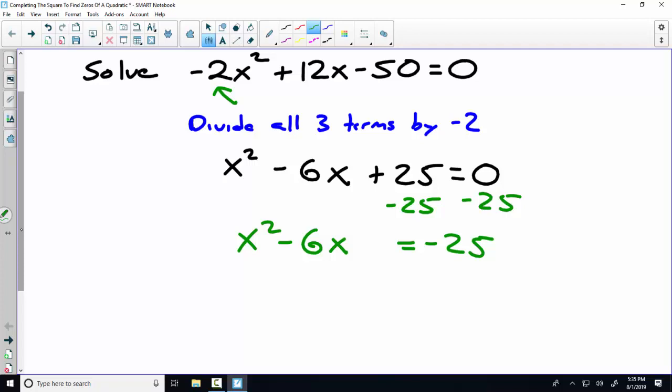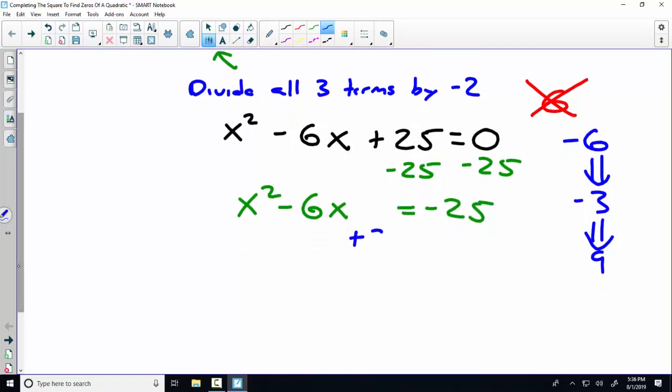Okay, now we take a look at our important number, which is the number not in front of x squared, but the number in front of x. So it's a 6. Nope, it's not. It's not a 6. It is negative 6. Cut negative 6 in half, get negative 3. You square negative 3, you get 9. That's the number we add to both sides of the equation. So we'll put a plus 9 there, plus 9 there. So we're going to get x squared minus 6x plus 9 equals negative 16.